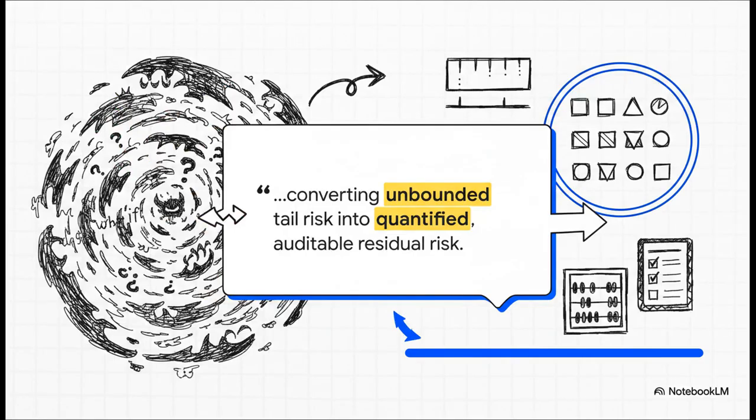And that brings us to the ultimate point, summed up in this quote from the paper. What it's really saying is that CAST's true power is that it takes the terrifying, unknown, what-if scenarios, that unbounded tail risk, and it transforms it. It turns that fear into a number, a risk that is quantified, that you can audit, and that you can control. You get to set the budget for what's acceptable, and the math guarantees the system stays within it.